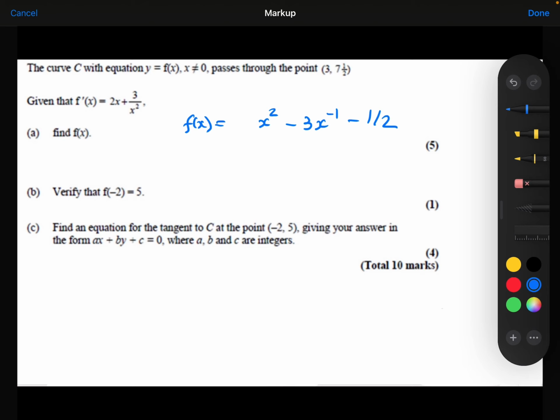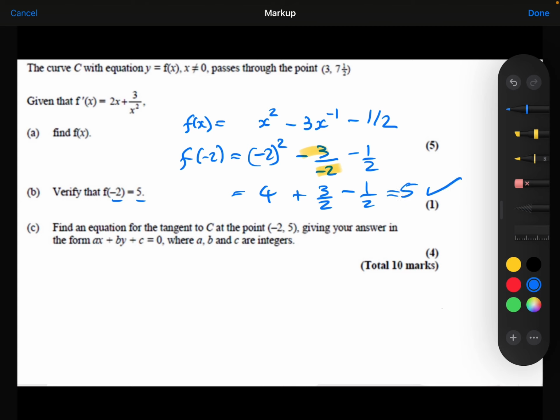Part B says to verify that f of minus 2 is 5. So I'm just going to substitute minus 2 into my function, and hopefully I will get 5. So minus 2 squared minus 3 over the minus 2. This x to the power minus 1 just means the x is on the bottom. Minus 1/2. So we have minus 2 squared is 4. Minus 3 divided by minus 2, that's going to be a plus 3 over 2. Minus 1/2, and yes, that does equal 5.